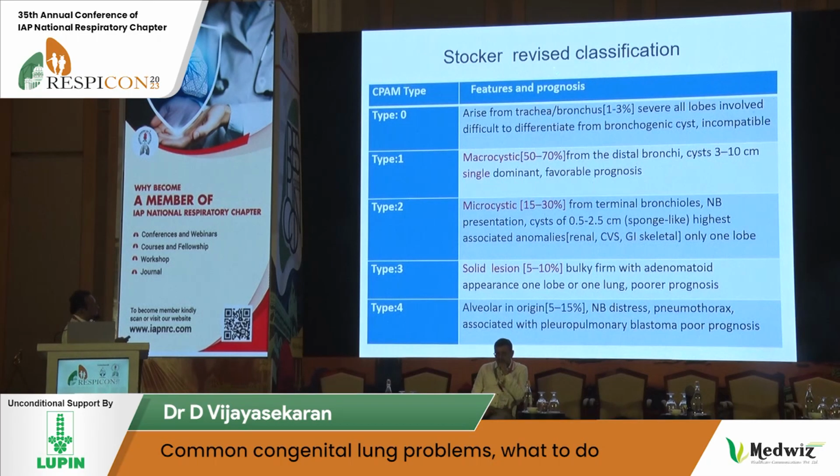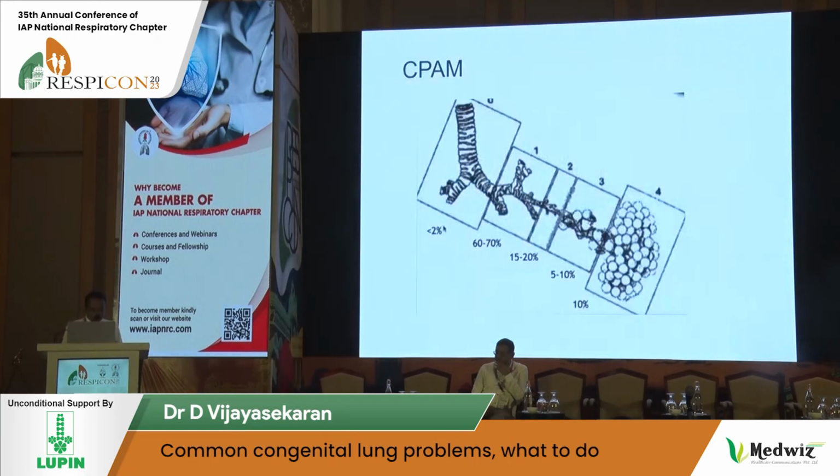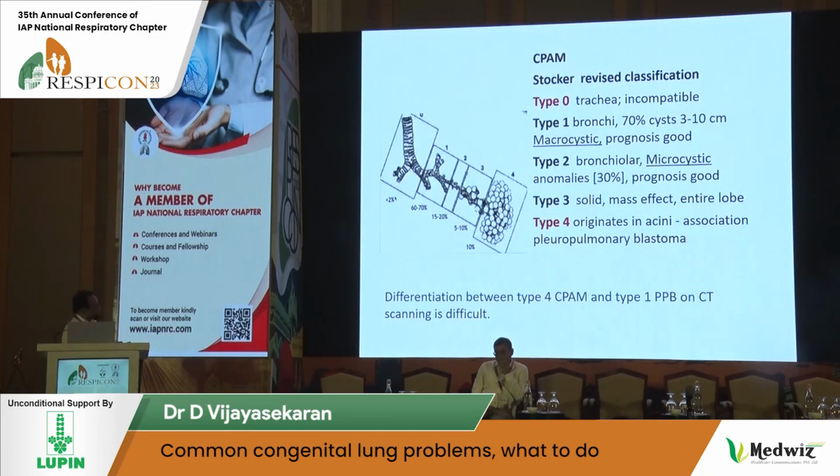According to the Stoker's revised classification, 2 additional things are happening. That is type 0 and type 4. I don't want to waste time on this, because actually look at the tracheal divisions. Anything happening in the trachea or anything happening in the acini, they are all getting added up. In that way, instead of 3, now it has become 0, 1, 2, 3, 4, like that, a 5-type classification.